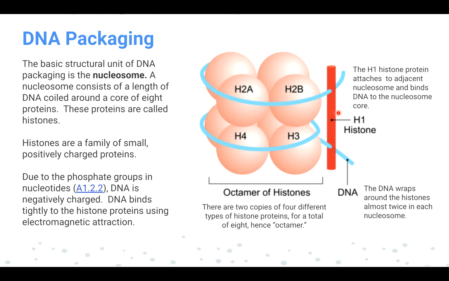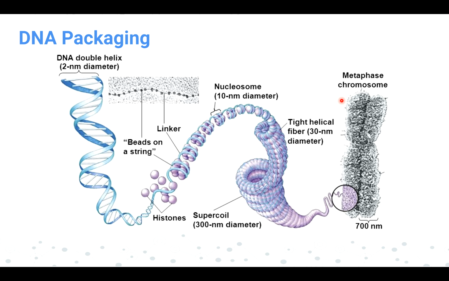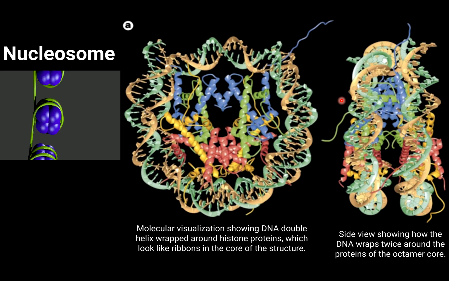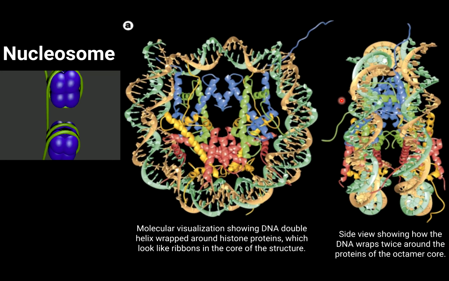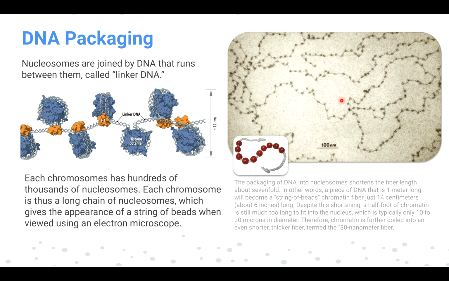And there's H1 protein attached to the adjacent nucleosomes and binds to the nucleosome's core so that it can bring them near. And in this way, one octamer is connected to another octamer in a long chain, like this. This is the molecular diagram of DNA packing. So in this way, the DNA is packed very compactly, and the nucleosome plays a major role here. And in between the nucleosomes, there is the linker DNA.